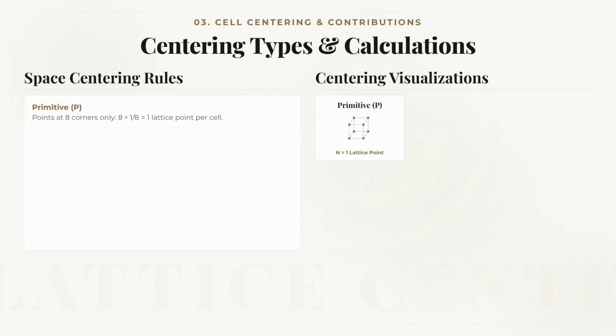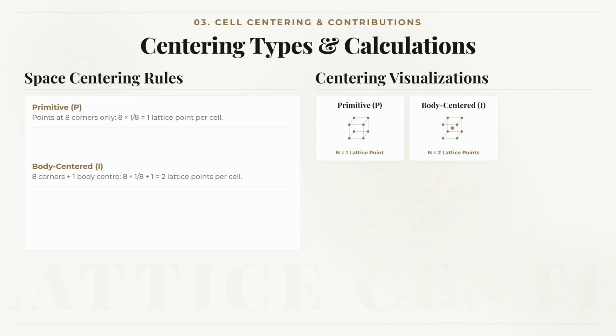The second type is the body-centered lattice, represented by the letter I. In this arrangement, lattice points are present at the 8 corners, and 1 additional lattice point is located exactly at the center of the cube. The corner atoms together contribute 1 lattice point, and the body center contributes another one. Therefore, a body-centered lattice contains 2 lattice points per unit cell.